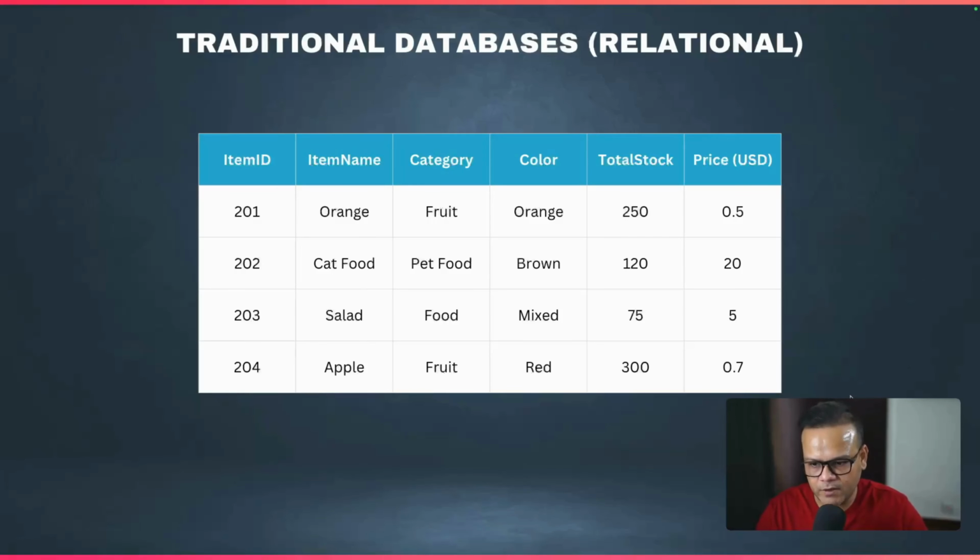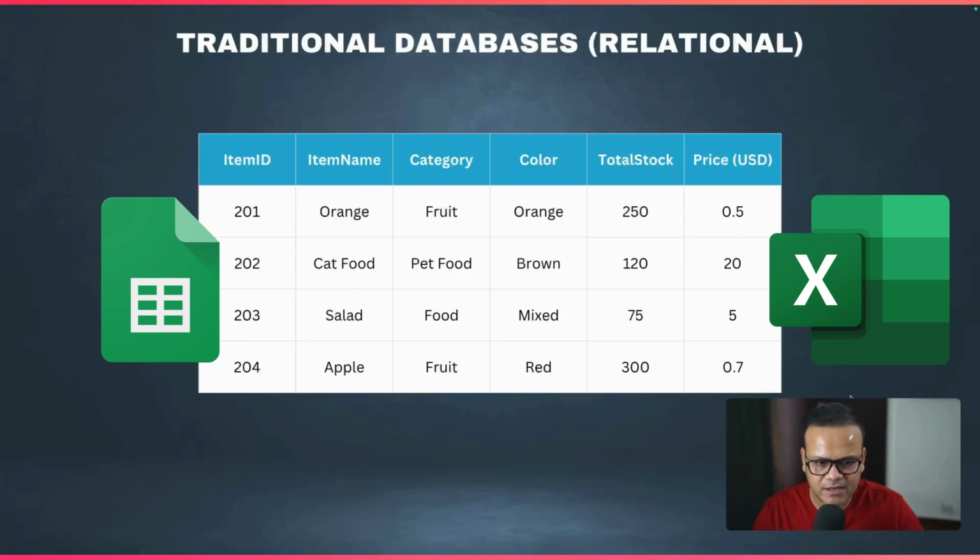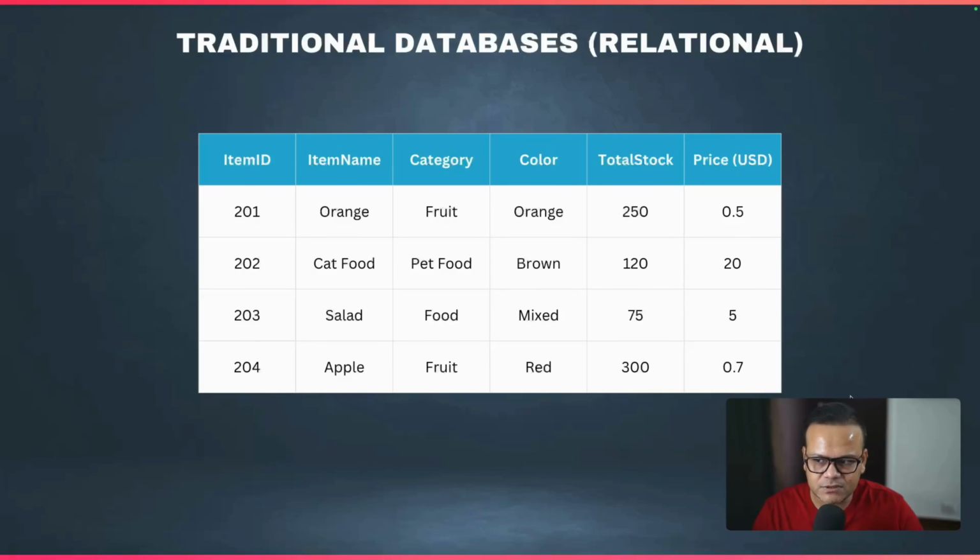Even if you're not aware of relational databases, the traditional databases, I'm sure you must have used those, especially if you are in marketing. Google Sheets, Microsoft Excel, these are very good examples of traditional relational databases. You must have seen these rows and columns where you have, say, for example, item IDs, which could be a unique column as well. Then you have items in their category. So for example, orange is a fruit, color is orange, total stock price in USD.